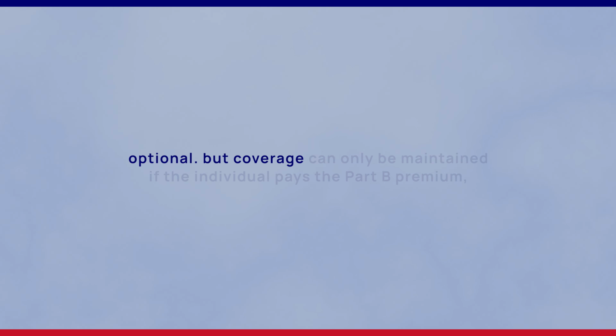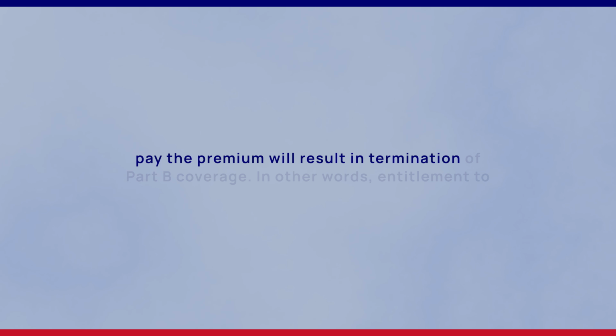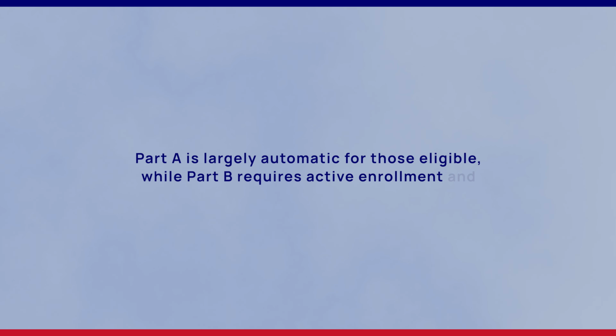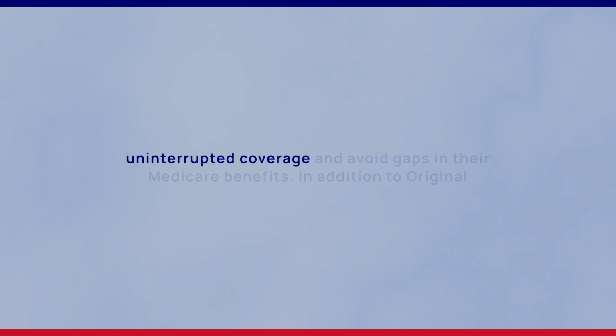For Part B, enrollment is optional, but coverage can only be maintained if the individual pays the Part B premium, either directly or through an arrangement where the premium is paid on their behalf. Failure to pay the premium will result in termination of Part B coverage. In other words, entitlement to Part A is largely automatic for those eligible, while Part B requires active enrollment and ongoing premium payment. Beneficiaries must understand these distinctions to ensure uninterrupted coverage and avoid gaps in their Medicare benefits.